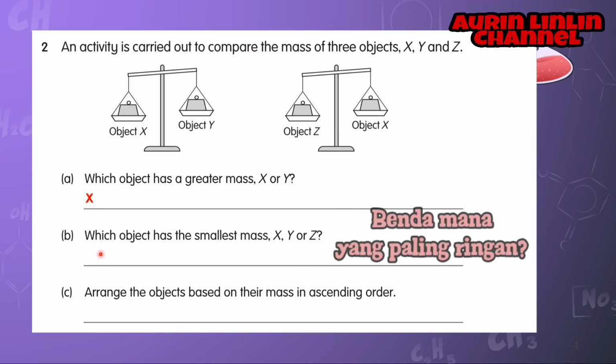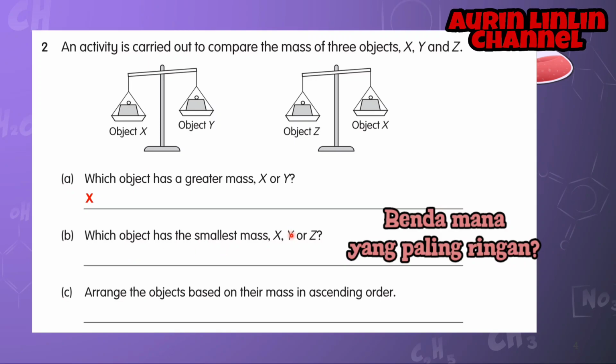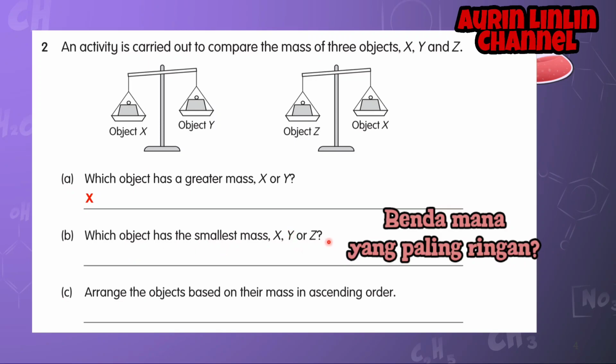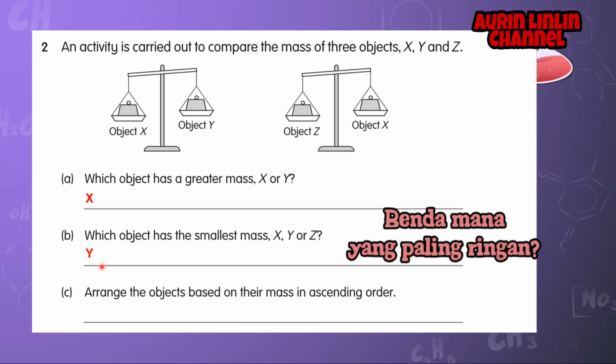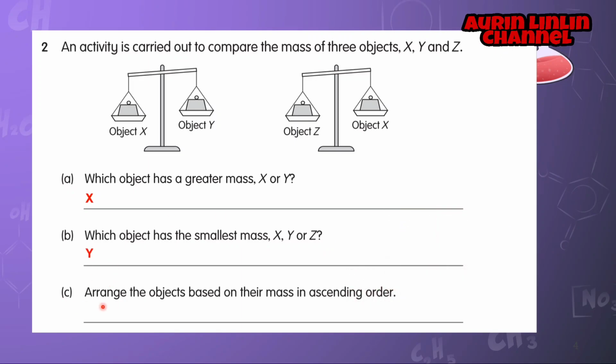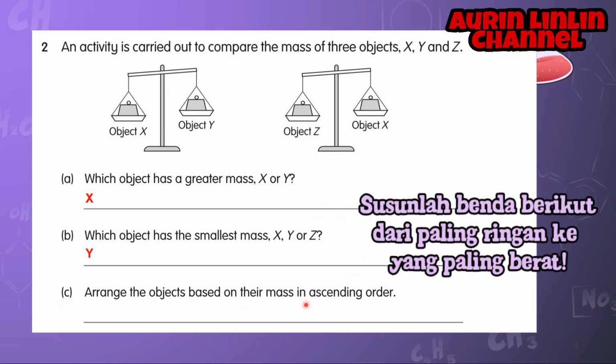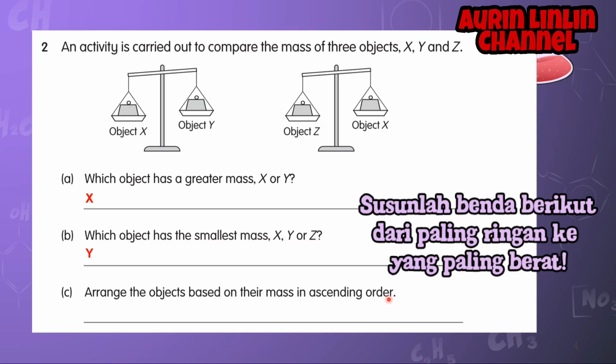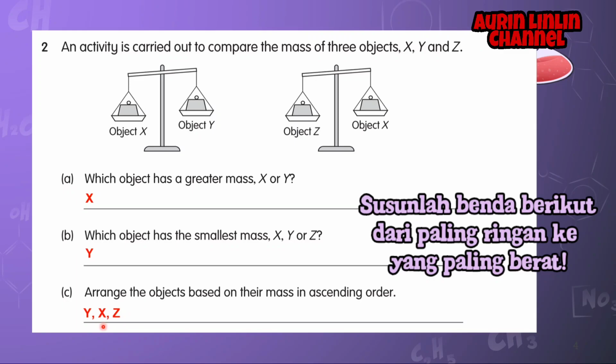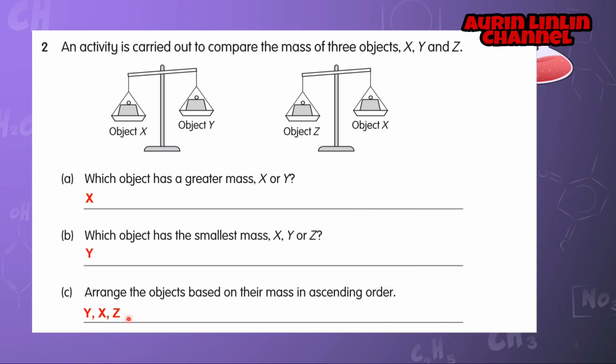Question B. Which object has the smallest mass, X, Y, or Z? And the answer is object Y. Question C. Arrange the objects based on their mass in ascending order. And the answer is Y, X, and Z.